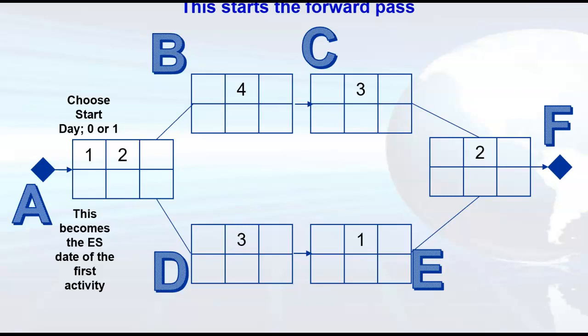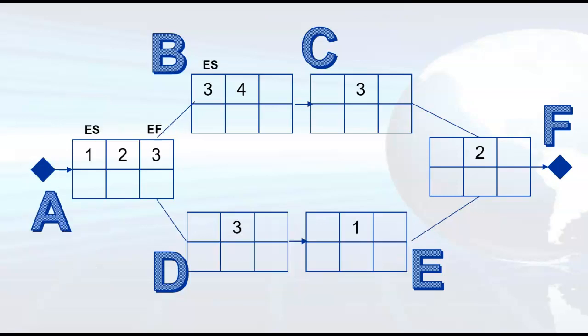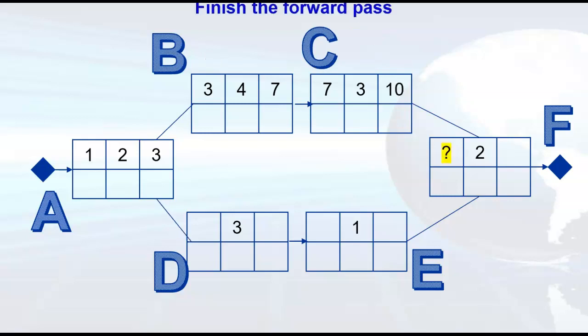A has a 2-day duration, so its early finish would be day 3, right? And that becomes the early start of activity B. B has a duration of 4 days. The early finish becomes day 7, and the early start of activity C becomes day 7. This is all part of that forward pass. And you could figure out the rest, right?